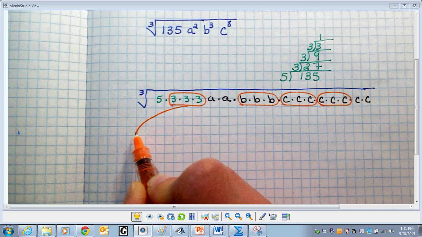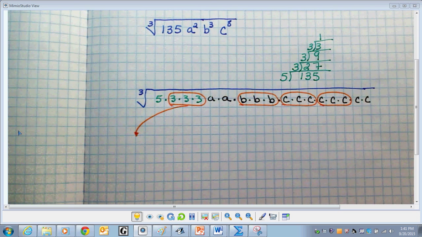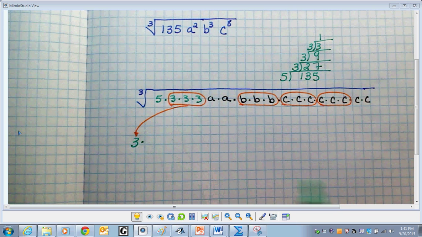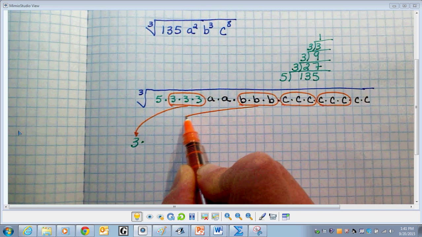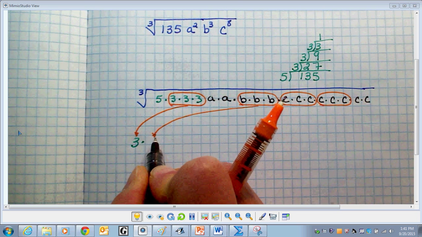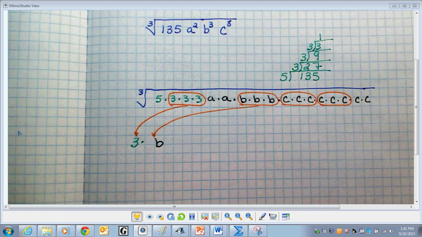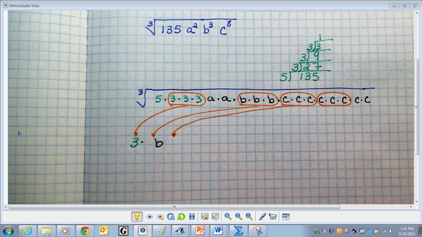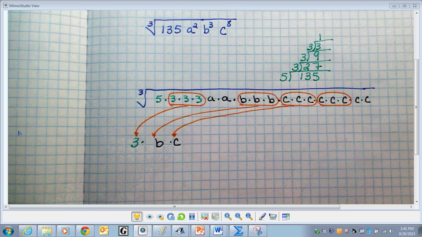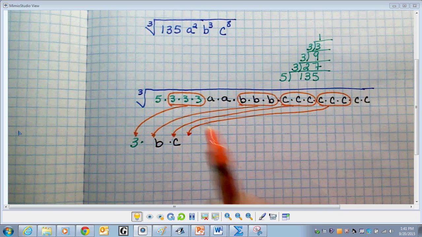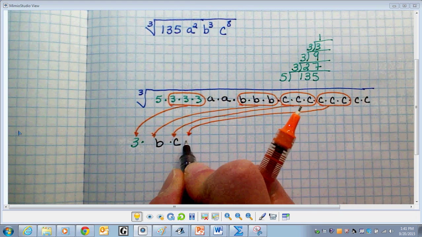So I'm going to write this in the front. It comes out as 3. And then the same thing with my B's. I have one triplet of B's, so that comes out as B. I have one triplet of C here, so that comes out as a C. And I have another triplet of C's right here, so that comes out as C.